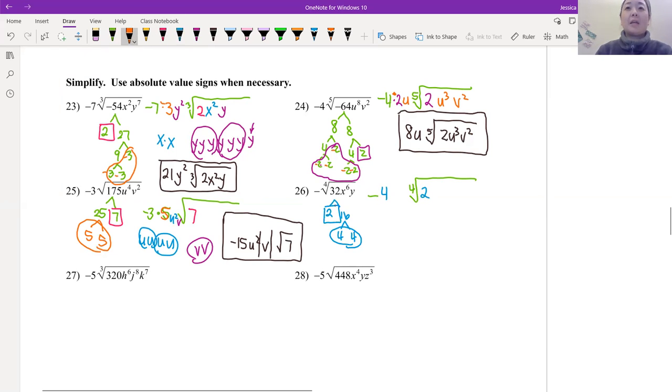Yay. And then I'm looking for the x, right? I have 6 x's. I have 1 group of 4, so that means I have 1 on the outside and then 2 left on the inside. So that's going to be x here and then 2 left here. And then a y, just y by itself. That just stays in there. And does anything need to be absolute valued? Yeah, this guy right here. So it's going to be -4, absolute value of x, the fourth root of 2x squared y.